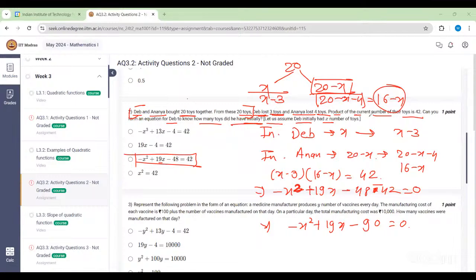So now in the second line, it's given that the product of the current number of toys is 42. So this is the current number of toys these two guys have. So that's why the product is 42. And now just multiply. So we'll get minus of x square plus 19x minus of 90 is equals to 0. And since this option is given, you don't have to go further.